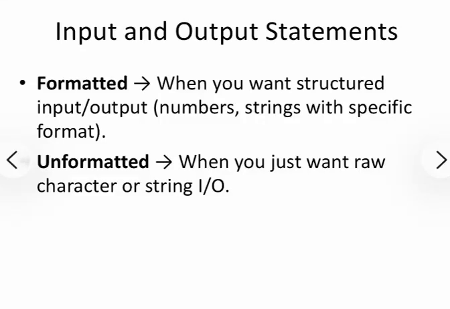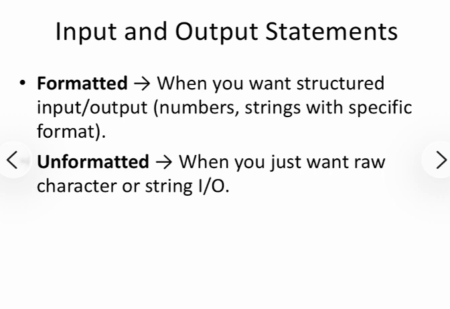Input and output statements. Today we are going to see about input and output statements in C programming. There are two kinds of input and output statements: formatted and unformatted. Formatted is a structured input and output statement. It uses specific formats like %d, %s, etc.